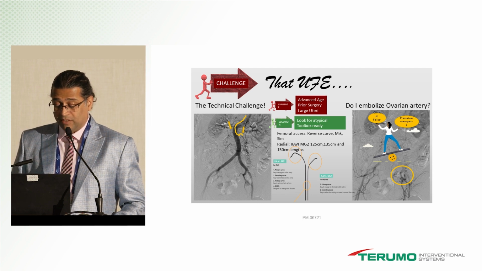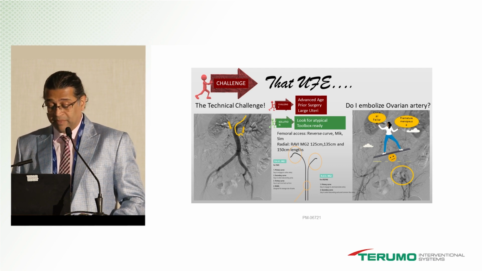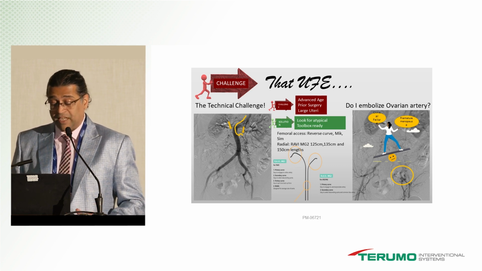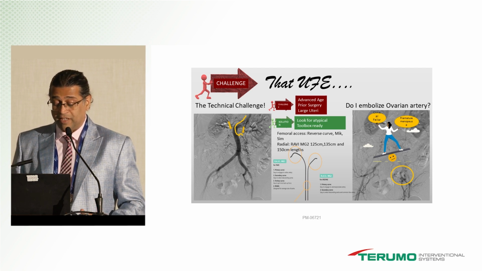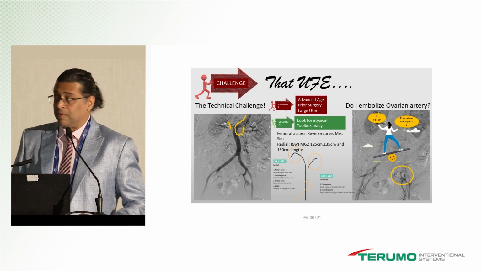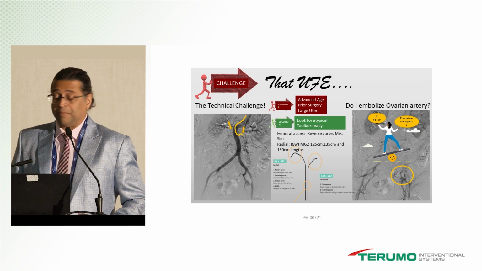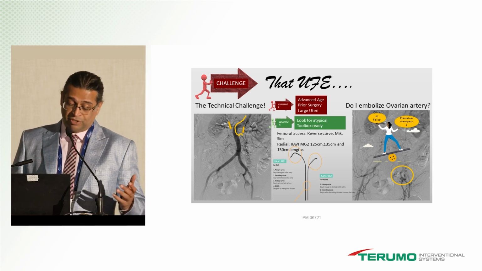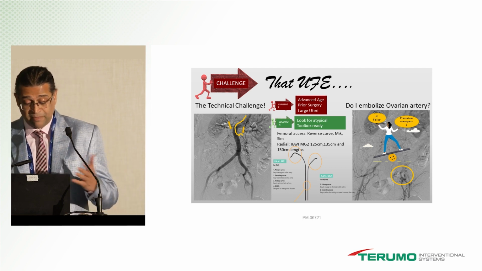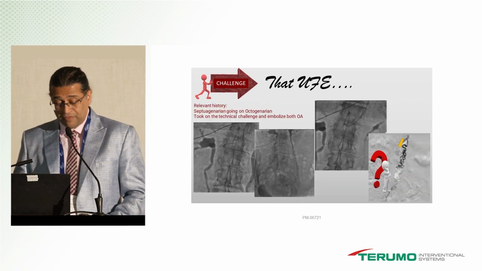The other question was, there's an ovarian artery there, right? There's no supply from the left side, but there's an ovarian artery. So should I embolize the ovarian artery? And then there are a lot of questions about ovarian failure, premature menopause, and this is not a forum to discuss that particular aspect, but there are a few things I kept in mind.